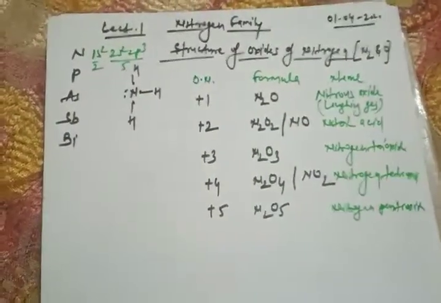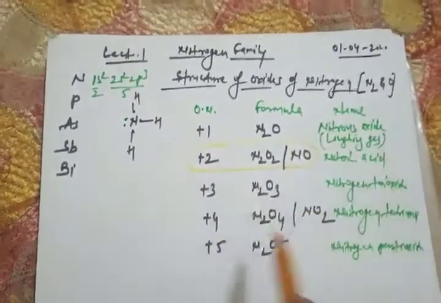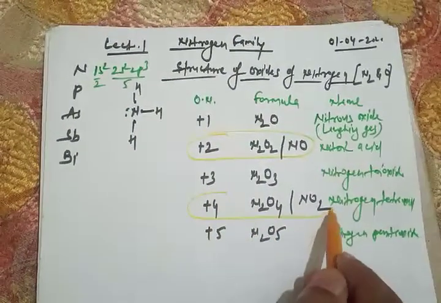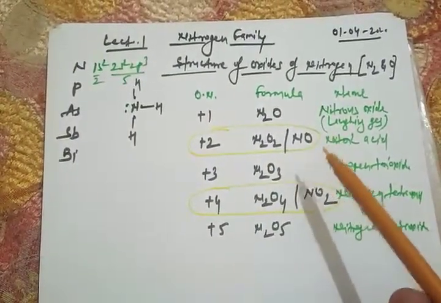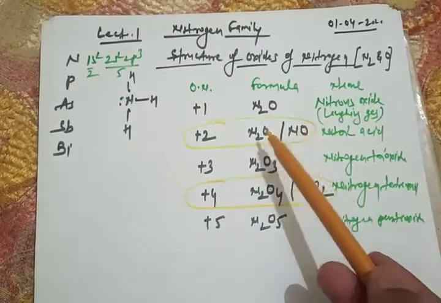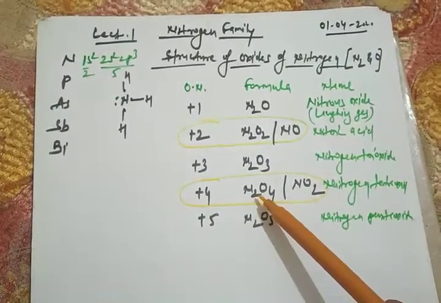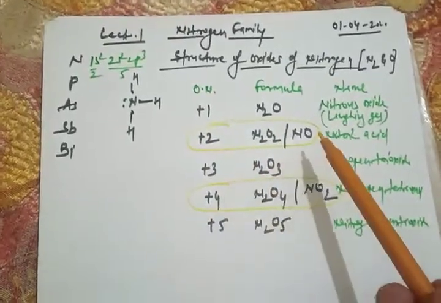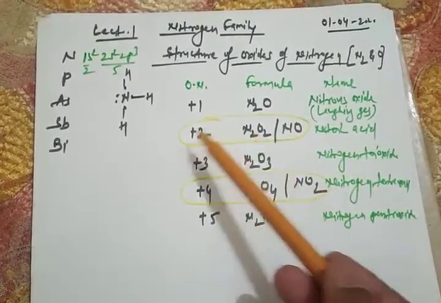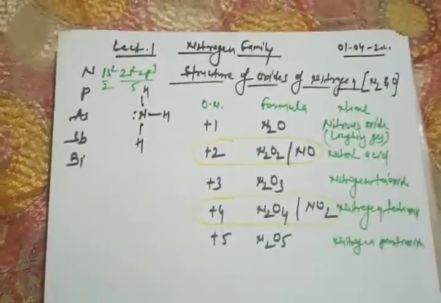Here the +2 oxidation state is with NO, and the +4 is with NO2. So these two are actually, if we can say so, N2O2 is the dimer of NO and N2O4 is the dimer of NO2. But the oxidation number will be the same whether you are talking about NO or N2O2. The oxidation number will be the same, similarly in the case of NO2 and N2O4.